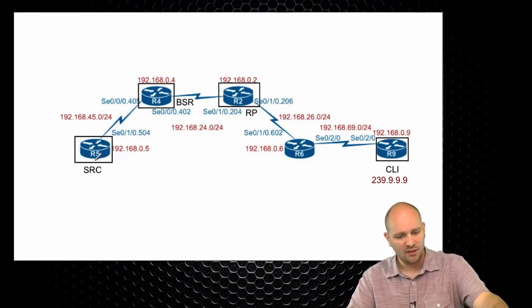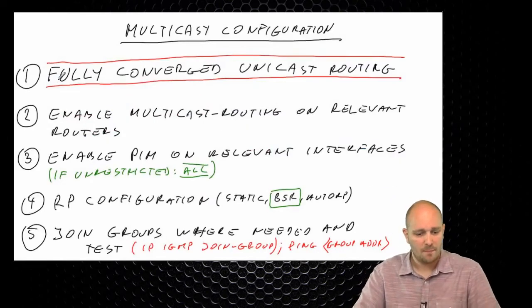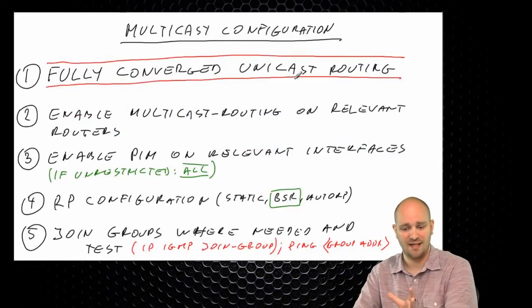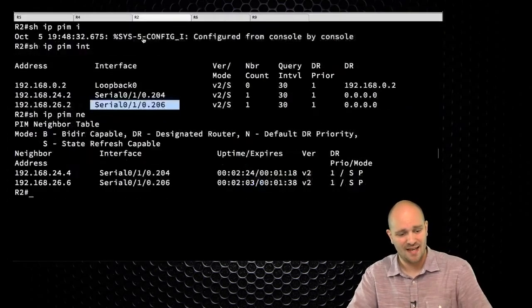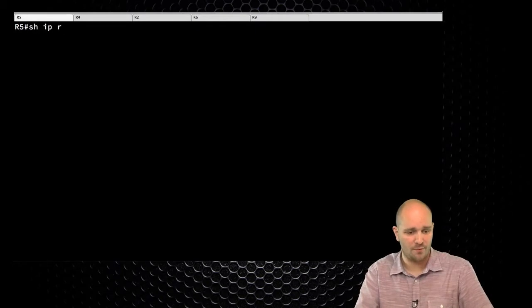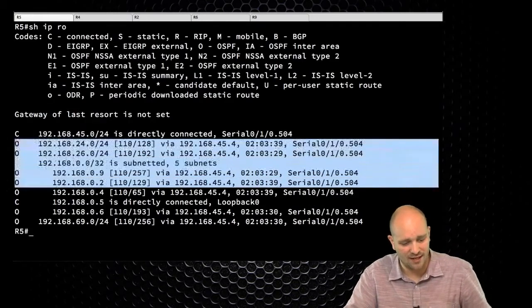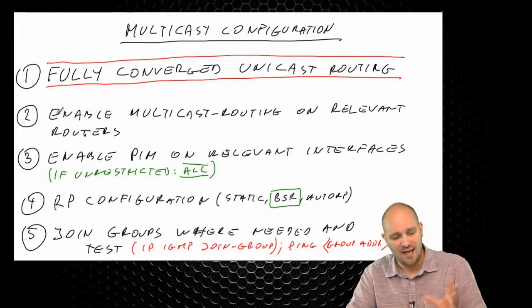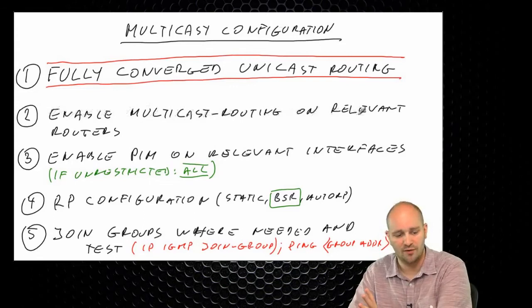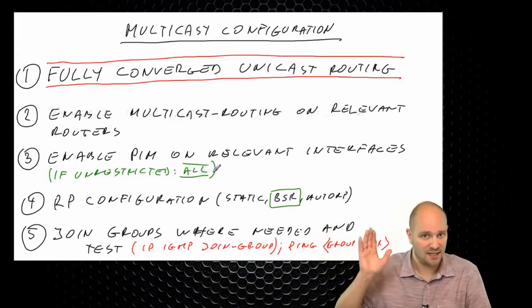So what is going to be the next step here? The next step is going to be to test, do I have fully converged unicast network routing? I should have actually pointed out that this is already in place. So if I do show IP route, I'm running OSPF here. So all my routers actually have full reachability. So that is prerequisite that I have already met. I have enabled multicast routing on all relevant routers, check. And I have enabled PIM on all relevant interfaces, check.